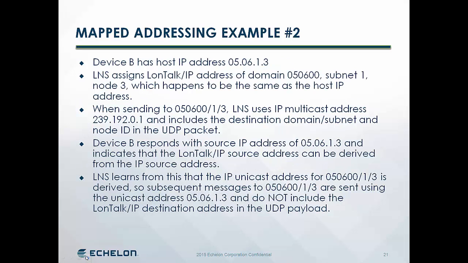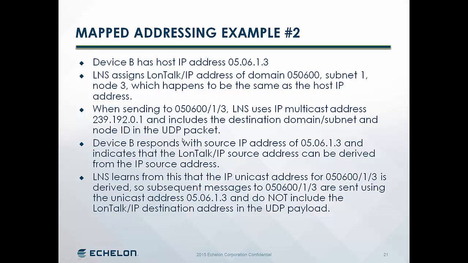So example number 2 is where the host IP address is the same as the LonTalk IP address. So device B has a host IP address of 5.6.19, and LNS will assign a LonTalk IP address of domain 050600, subnet 1 and node 3, which just happens to be the same as the host IP address. So when sending to 050600/1/3, LNS will use a multicast address of 239.192.0.1 and will include the destination domain, subnet and node ID in the UDP packet.